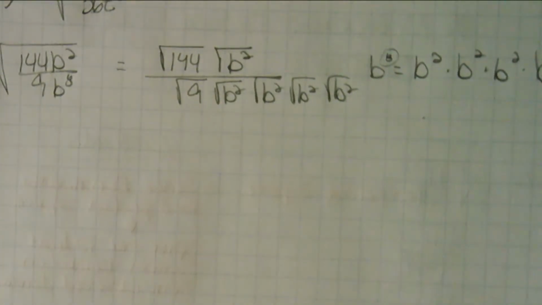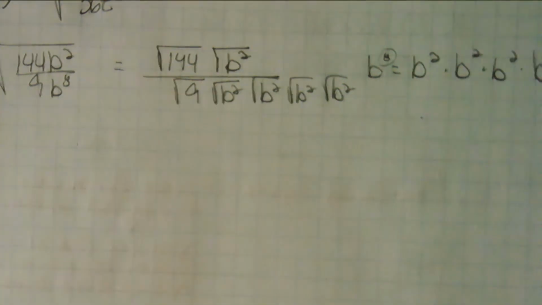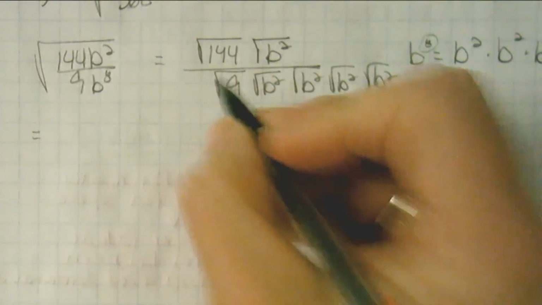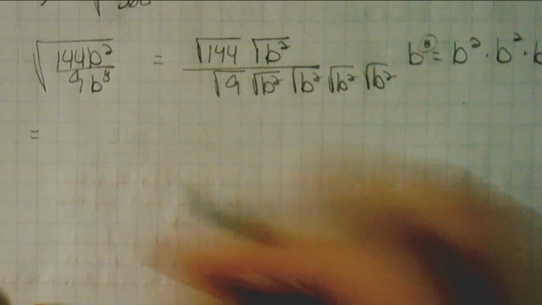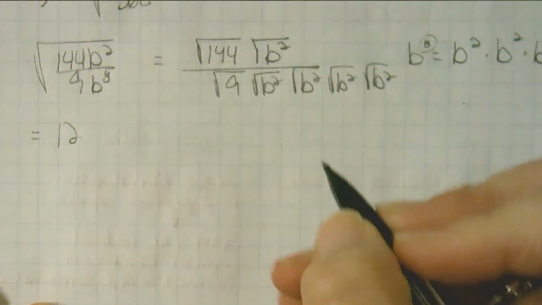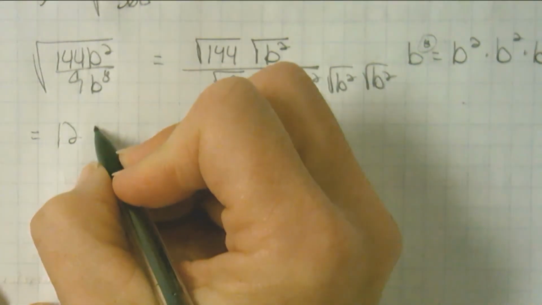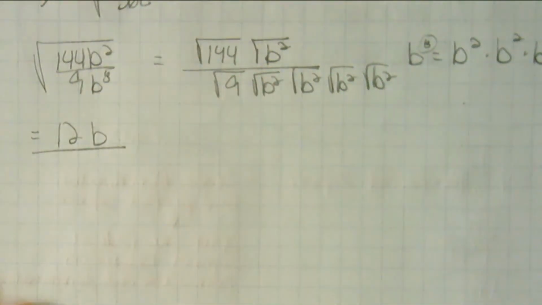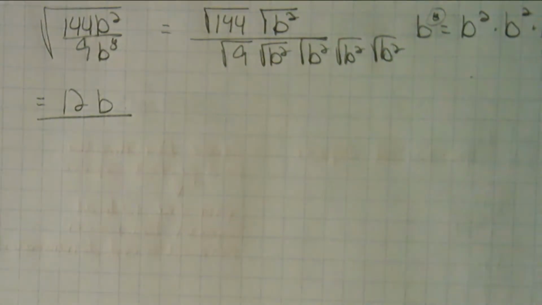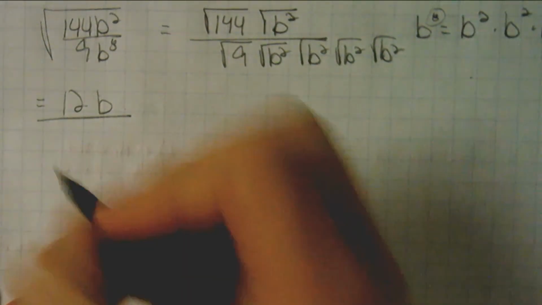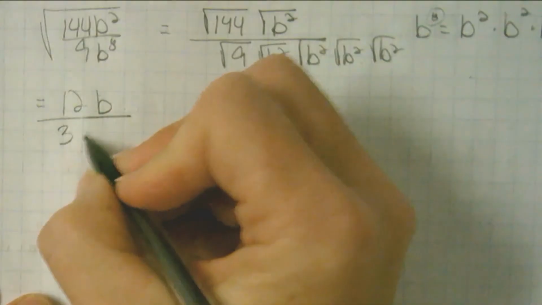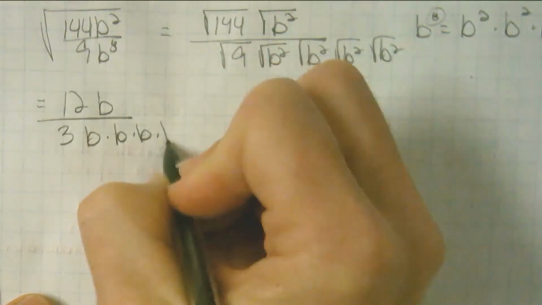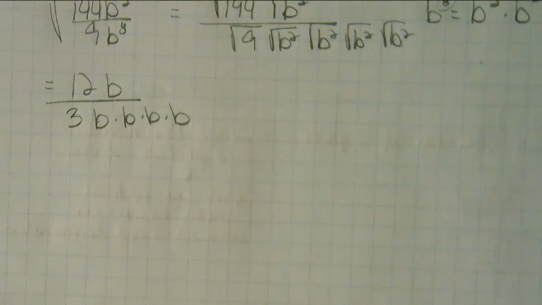So now I'm just going to apply my square roots to everything that's a perfect square. So what is the square root of 144? Sam? 12. Peter, what's the square root of b squared? Excellent. There's my numerator. Denominator, what's the square root of 9? Kellen? 3. And then we have 4 square roots of b squareds, which are all b's.